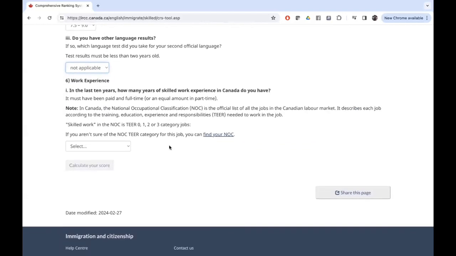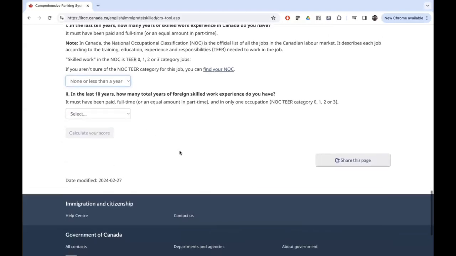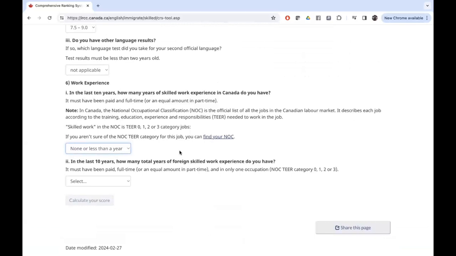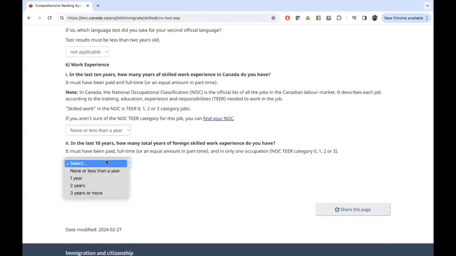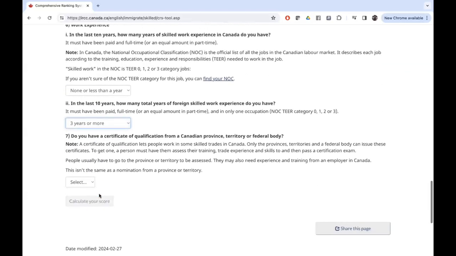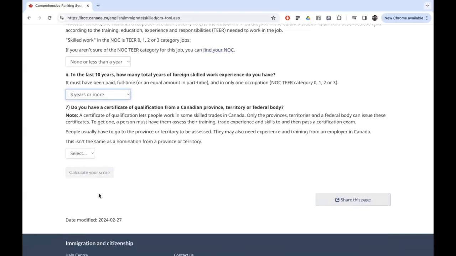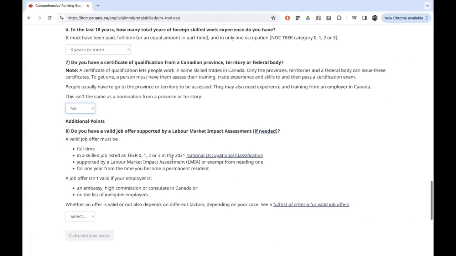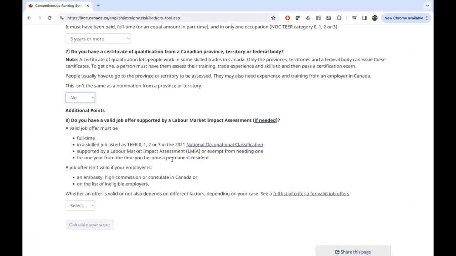Work experience. So first one, it's asking either you have any Canadian work experience. For now, I say, okay, I don't have any Canadian experience, so I select none. So in the last 10 years, how many total years of foreign skilled work experience do you have? And this experience must match the occupation list, NOC tier category 0, 1, 2, or 3. I'll make a separate video, like what are the occupations included in NOC. So I say, okay, I have 3 years or more experience. Do you have a certificate of qualification from Canadian province? Okay, basic one, no, because right now I'm filling the application for anyone applying from outside Canada.